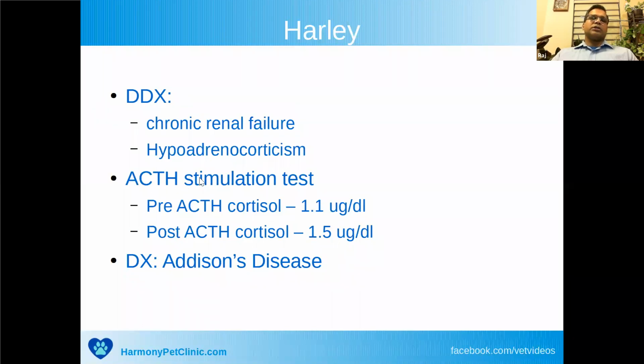So normally this corticotropin hormone acts on adrenal cortex, so there should be stimulation of adrenal cortex, and it should release cortisol. Because there is not much increase, there is hypoadrenocorticism, because this hormone was not able to stimulate the adrenal cortex. So hypoadrenocorticism is also called Addison's disease.